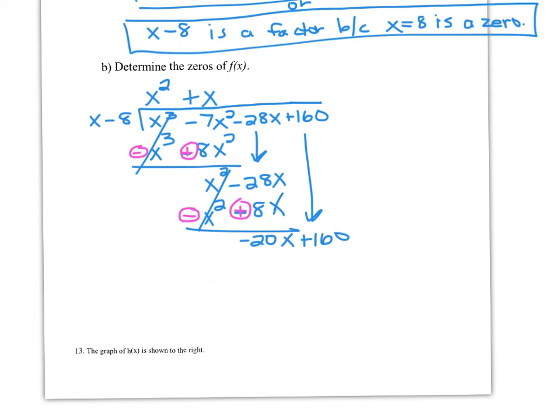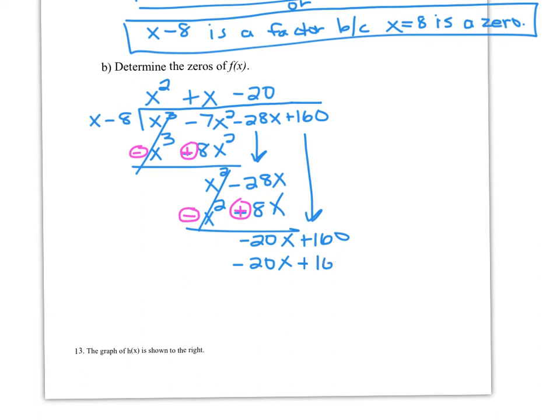If we don't, we know we're on the right track. All right, so I want to look at my first term outside the division bar and the first term of where I left off under the division bar. And I say, well, what do I multiply x by to give me negative 20x? Negative 20. So let's put the negative 20 here. And then negative 20 times x is negative 20x. And negative 20 times negative 8 is positive 160.